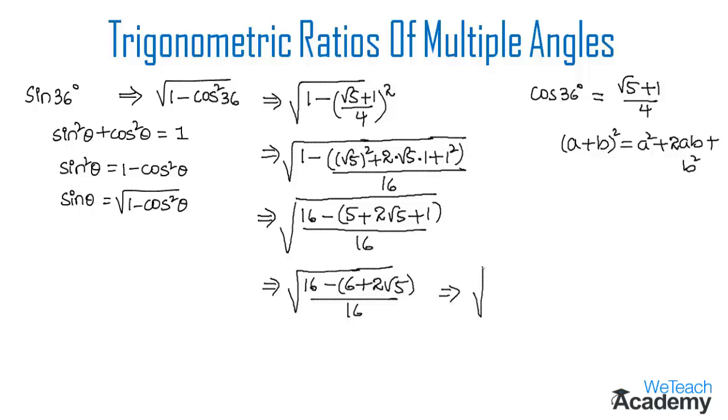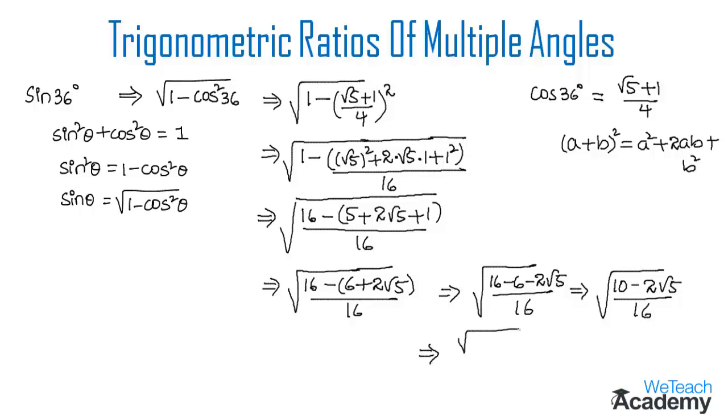So that implies we get under root 16 minus 6, minus into plus becomes minus here, 2 root 5, divided by 16. So that implies we get under root (16 minus 6, which is 10), minus 2 root 5, divided by 16. So that implies we get under root (10 minus 2 root 5) divided by square root of 16, which is 4.